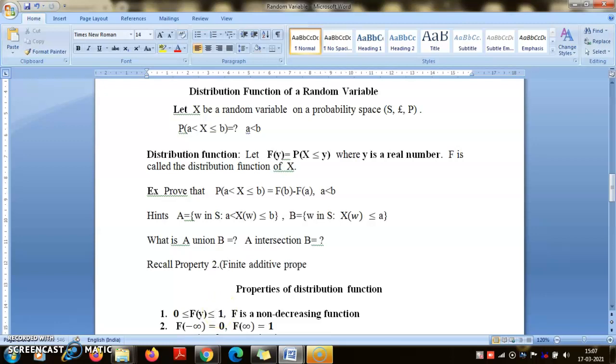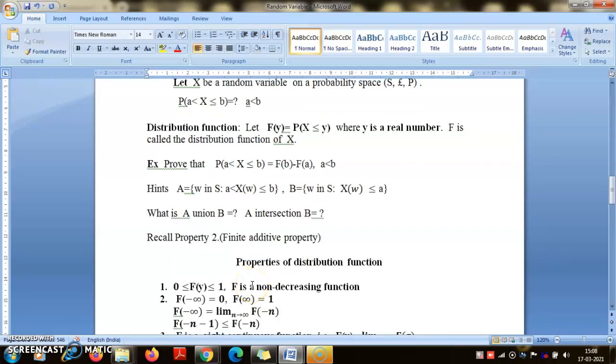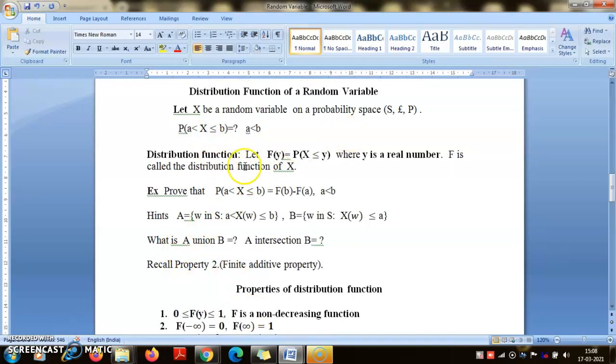So you see, when we want to compute the probability that X is taking values between two points a and b, we can compute it based on the distribution function, which is the probability that X is less than or equal to y. So for any random variable, the next thing that we want to know is its distribution function. When I talk about the probability distribution of a random variable, I refer to this distribution function only.